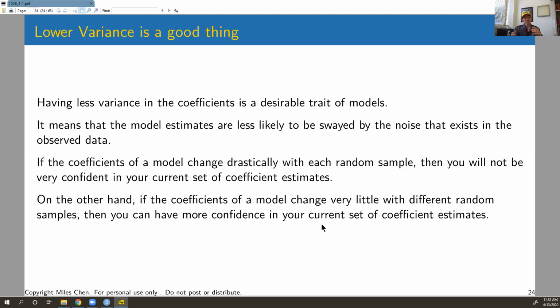On the other hand, if the coefficient estimates that you get change very little from one random sample to another, then you can be a lot more confident in your current set of coefficients, okay? So you can say, here's a random sample, and if I took someone else's random sample, my coefficient estimates barely change. So I'm pretty confident about the numbers I have, right? And I think this is covered in 100C as far as the standard errors of your coefficients and things like that. But in general, lower variance is a good thing as far as your coefficient estimates go.